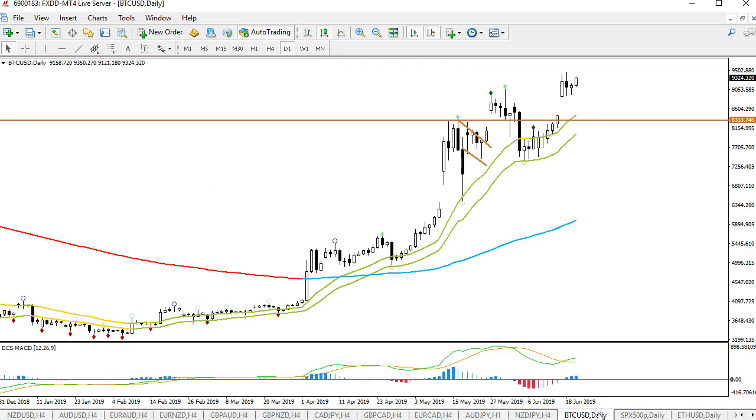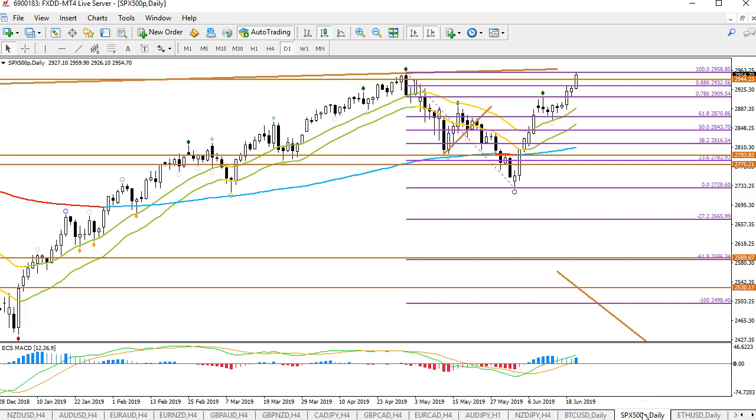Otherwise, Bitcoin continues after bouncing on the 21 EMA, looking bullish, aiming probably for 10K for the moment. S&P 500 also aiming for 3,000 after an ABC correction here. Looks like we're back in an uptrend.